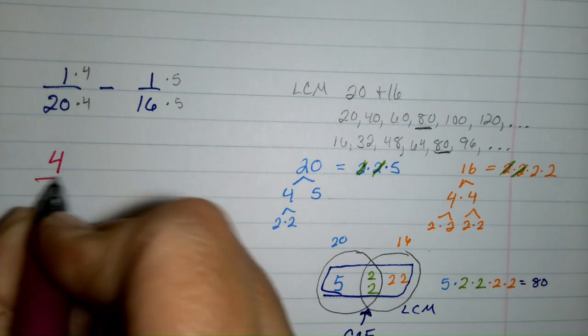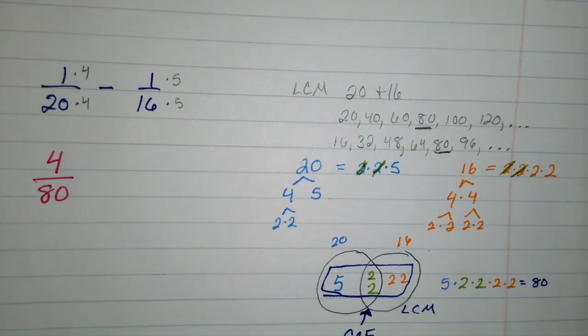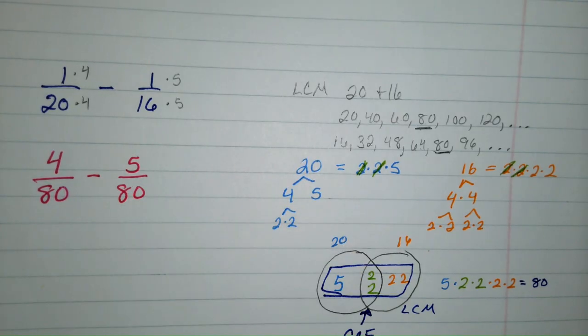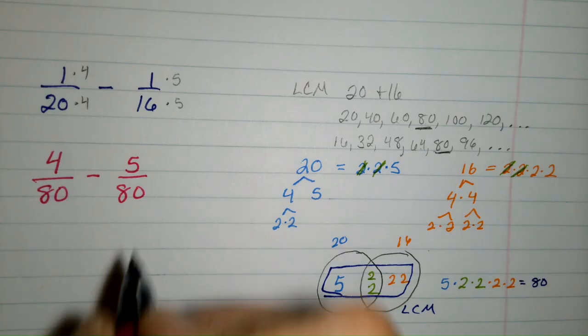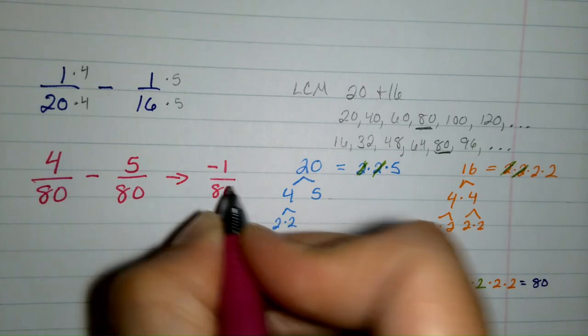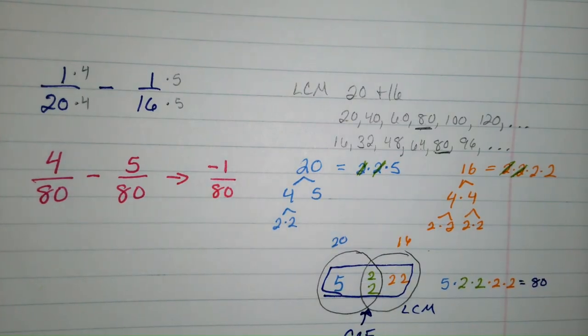So you have 4/80ths of a pizza or something here, minus 5/80ths. Uh-oh. We're taking away more than we have, so we're going in the hole. We are in the hole 1, negative 1/80th. So once you get a common denominator, you add and subtract your numerators.